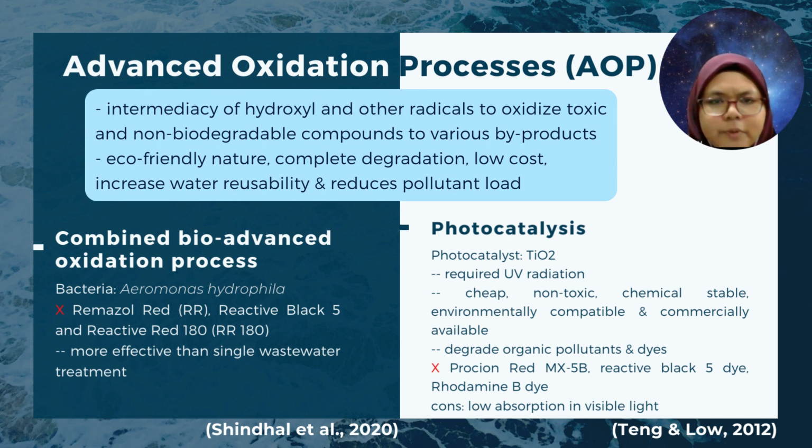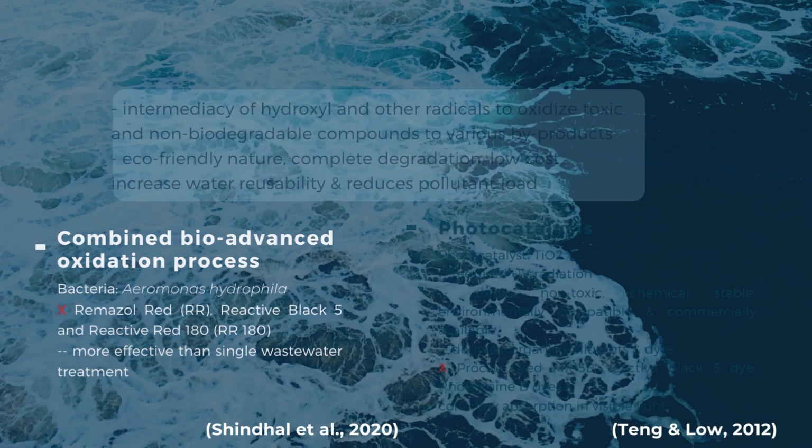And the second process is the photocatalysis method. This method uses TiO2 as the photocatalyst and requires UV radiation to work effectively. It is cheap, non-toxic, chemically stable, environmentally compatible, and commercially available. It helps in degrading organic pollutants and dyes such as procion red MX-5B, reactive black 5 dye, and rhodamine B dye. But the absorption level decreases in visible light.